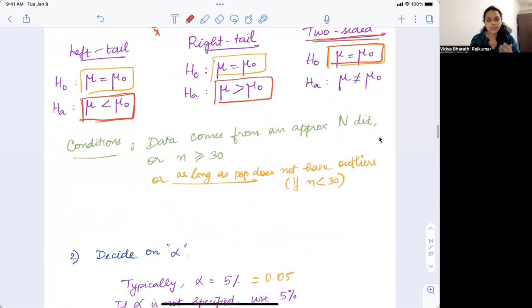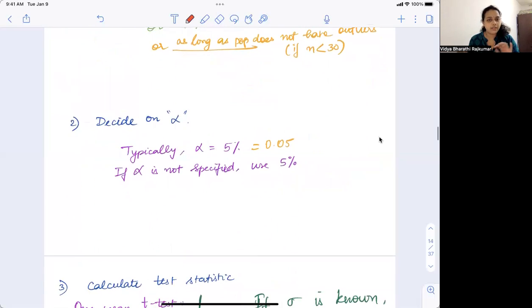And then we check for conditions to see whether we could use our central limit theorem. So the conditions are that the data either comes from an approximately normal population, or the sample size is greater than or equal to 30, or even if the sample size is less than 30, if there is information that tells you that your population is fairly smooth and there are no outliers, we'll still go ahead and use the central limit theorem. For the purposes of this course, don't worry too much about whether CLT is satisfied or not. We'll just go with the assumption that CLT can be used. So that's the first step.